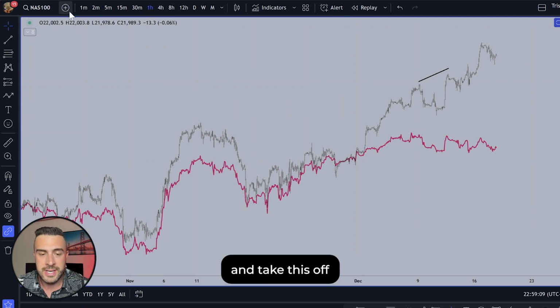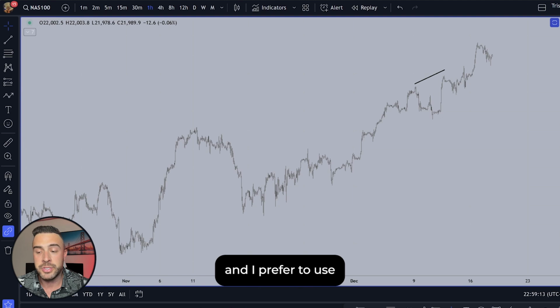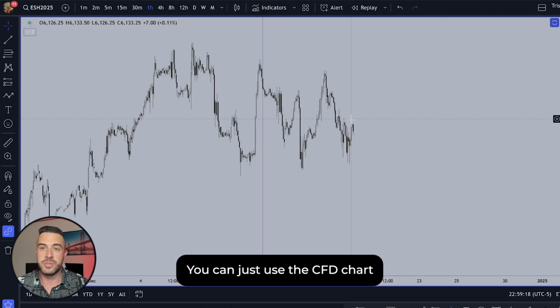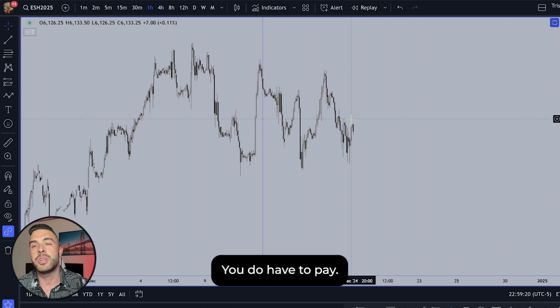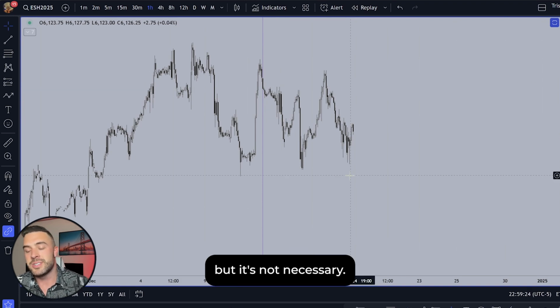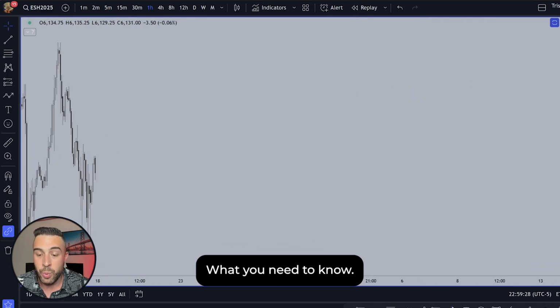So I'm going to go ahead and take this off. And I prefer to use the futures chart, but it's not necessary. You don't have to. You can just use the CFD chart. On the futures chart, you do have to pay, I think it's about $7 a month from TradingView, but it's not necessary. Some people will say it is, but it's not. So let's break down what you need to know.